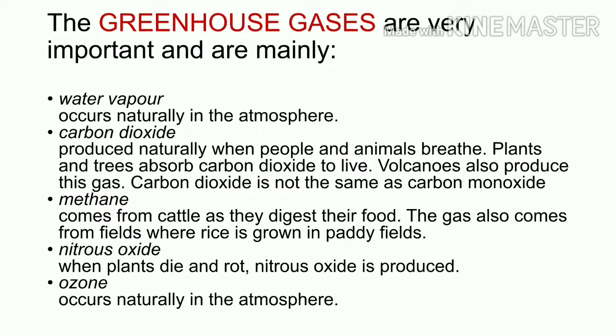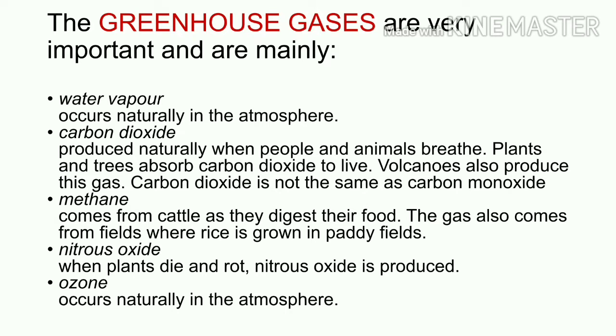Now let us discuss further what these greenhouse gases are. Where are greenhouse gases obtained from? Water vapor occurs naturally in the atmosphere. Carbon dioxide is produced naturally by animals when they breathe, and plants and trees absorb carbon dioxide to live. Volcanoes also produce these gases. Carbon dioxide is not the same as carbon monoxide, because carbon monoxide is different from carbon dioxide. Then the methane.